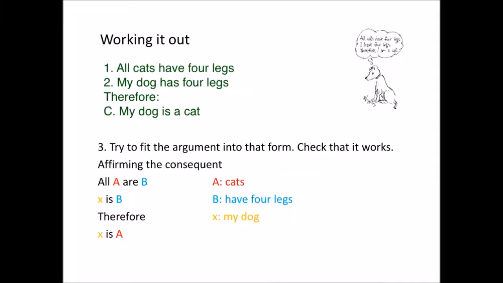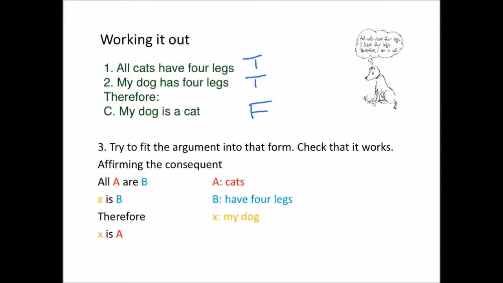Well, I'm not yet ready to give up my idea that this argument is invalid. In fact, I know it must be invalid because the 2 premises are true. All cats have 4 legs, and my dog, being a normal dog, does have 4 legs, but the conclusion's definitely false. No dog is a cat.